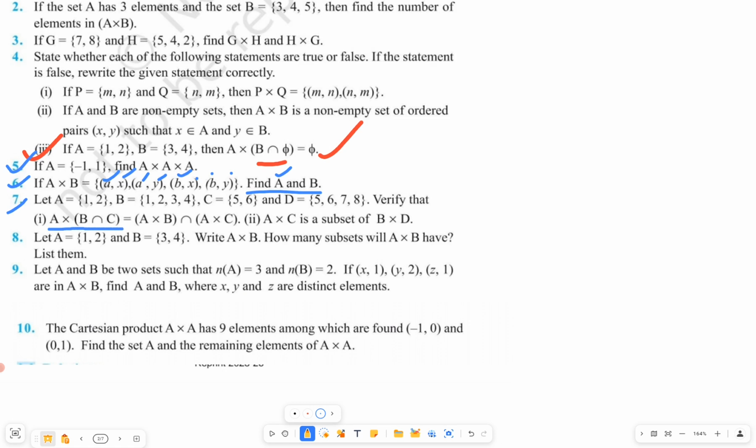That will be verify A cross (B intersection C). Now what will B intersection C be? That means the common elements of B and C. What are the common elements of B and C? B's elements are 1, 2, 3, 4; C's elements are 5 and 6. There are no common elements, so B and C is empty. Obviously A cross (B intersection C) equals empty set. The left hand side is empty. What will the right hand side be?